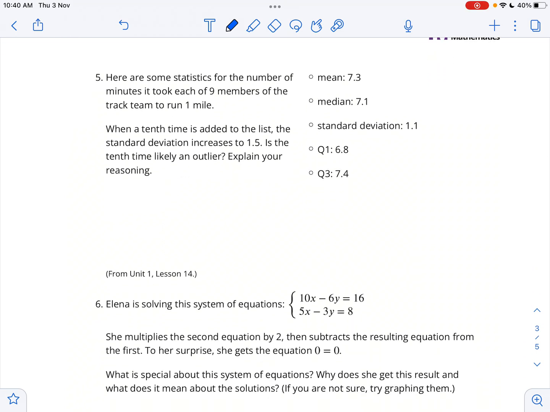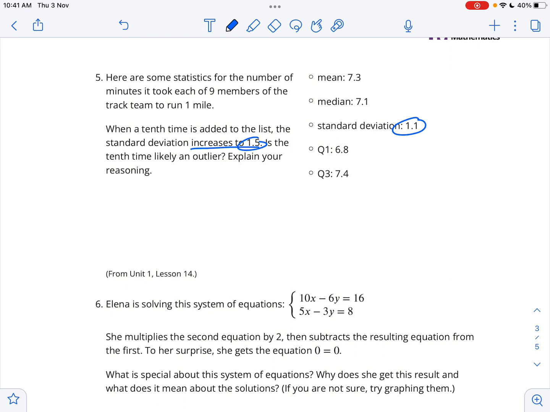Question 5, getting back into Unit 1. Here are some statistics for the number of minutes it took each of 9 members of the track team to run 1 mile. When a 10th time is added to the list, the standard deviation increases to 1.5. Is the 10th time likely an outlier? On this one, the standard deviation was 1.1, and then it jumps up to 1.5. So that tells us that the data is going to be more spread out.